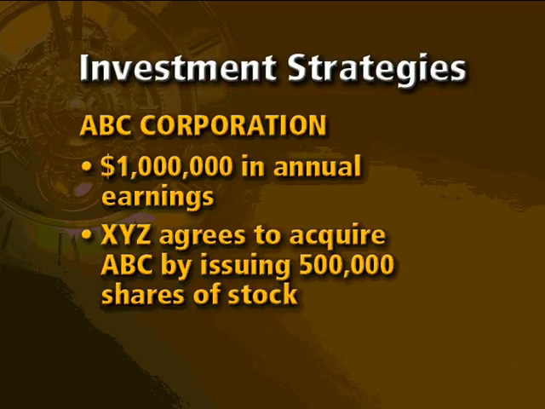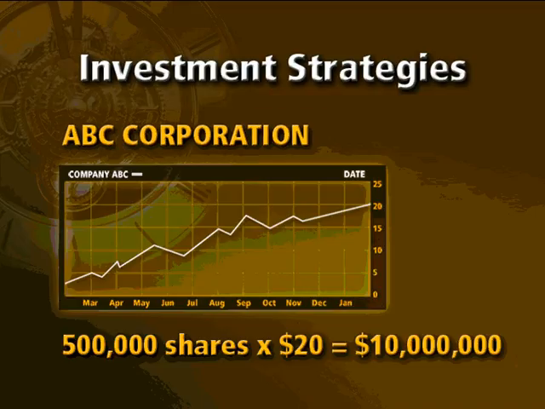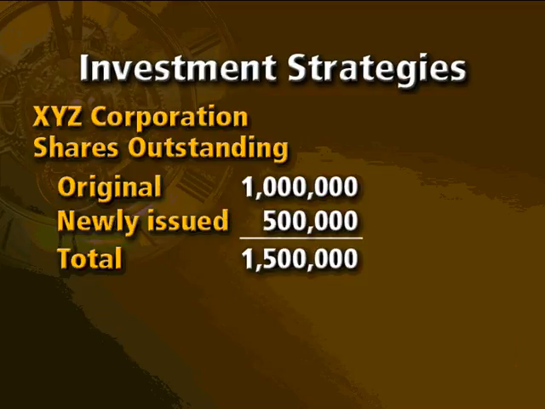ABC Corporation, which is a private company, is for sale for $10 million. ABC also earns $1 million per year. XYZ agrees to acquire ABC for 500,000 shares of XYZ stock. 500,000 shares at $20 per share equals $10 million. After the transaction, XYZ will have 1.5 million shares outstanding, the original 1 million plus the additional 500,000 they issued to the ABC shareholders as payment for their company.